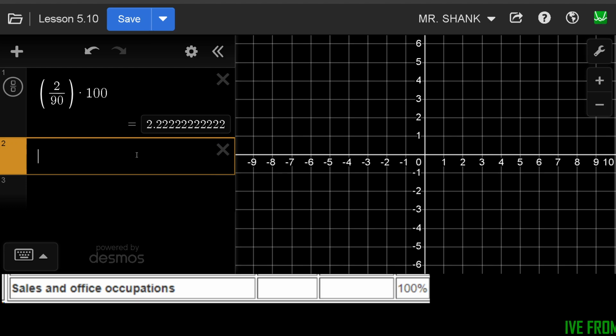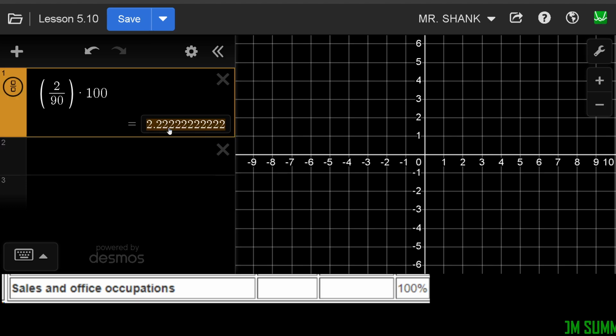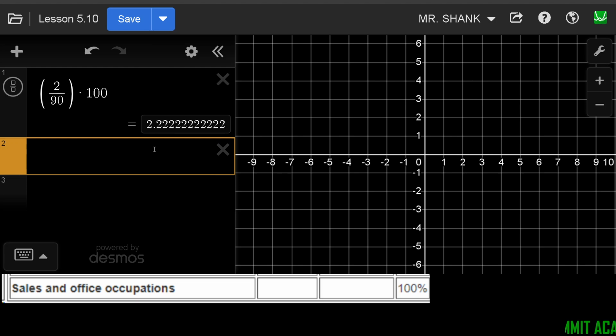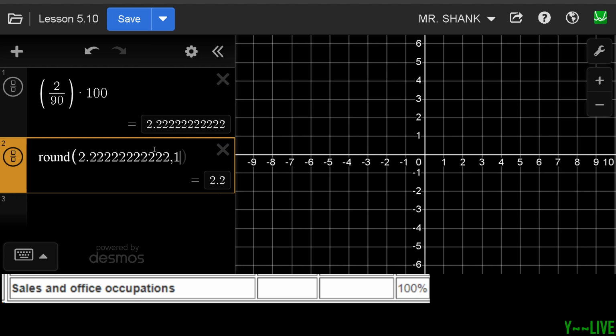So I'm going to take that value, and I click on it once, Control C to copy. To round, I type in the word ROUND, paste, comma 1 now, because I need to round to the nearest tenth, which is 1 decimal place, but it has to be as a percentage. So change it into percentage by multiplying that fraction by 100, and then I can round comma 1.